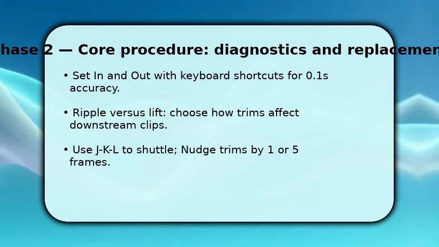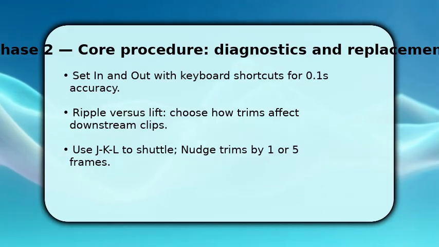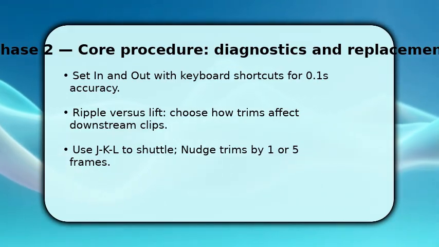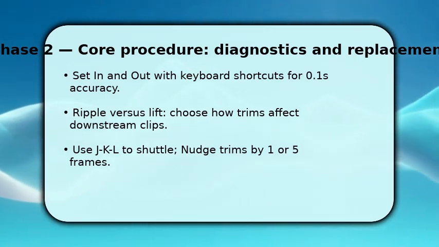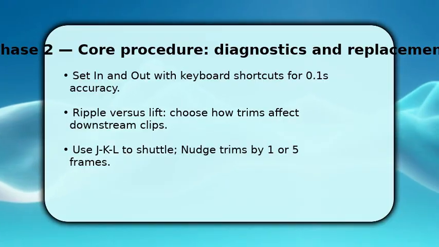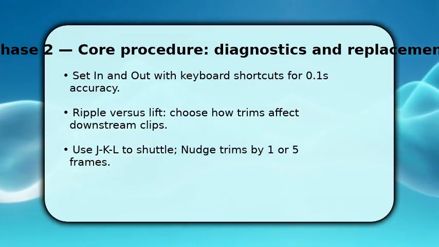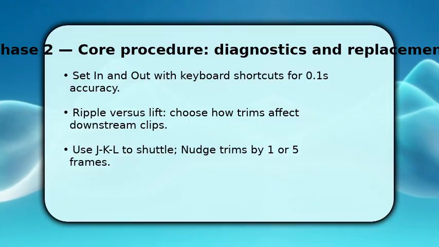You should decide between ripple trim, which shifts later clips, and lift, which leaves gaps. Use ripple when continuity matters. Also, use shuttle controls to play at varied speeds so you can confirm the cut feels natural. If dialogue is present, listen for breath and consonant attacks to keep speech intact.